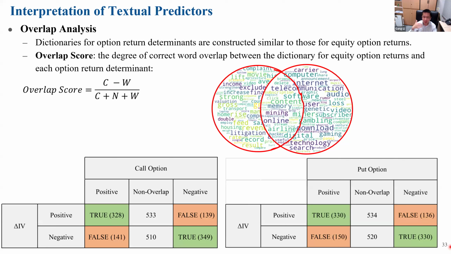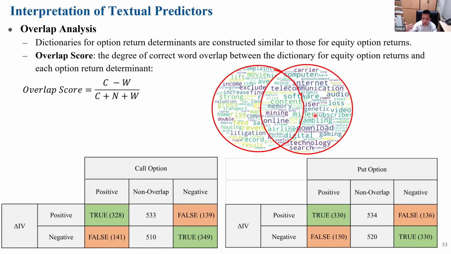Okay, so by identifying a dictionary for each determinant, we can check how many words overlap between the option return dictionary and each option return determinant dictionary. A large overlap between these two dictionaries indicates that the predictive power of textual information may be mainly driven by delta-hedged option returns.